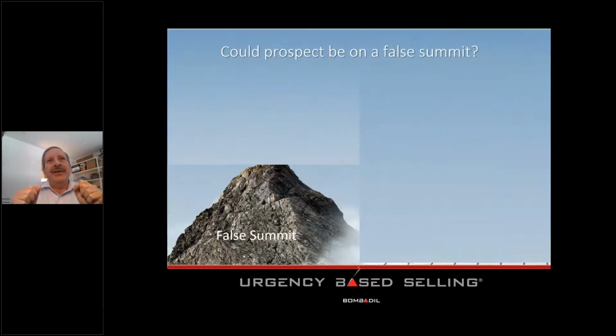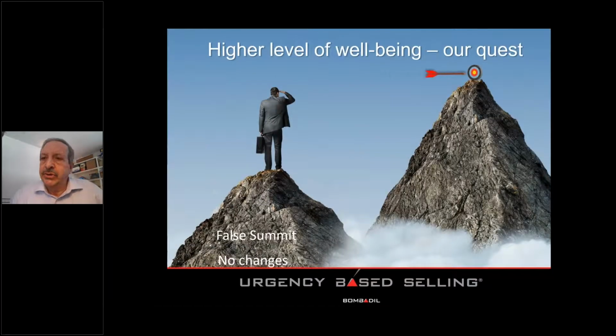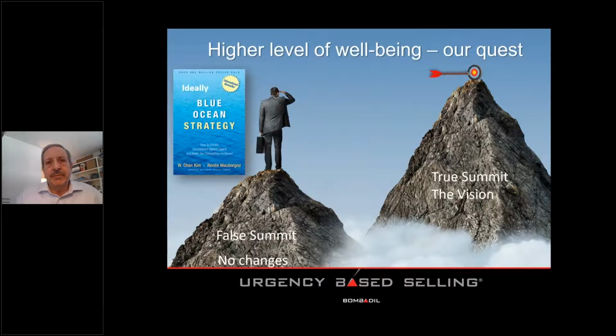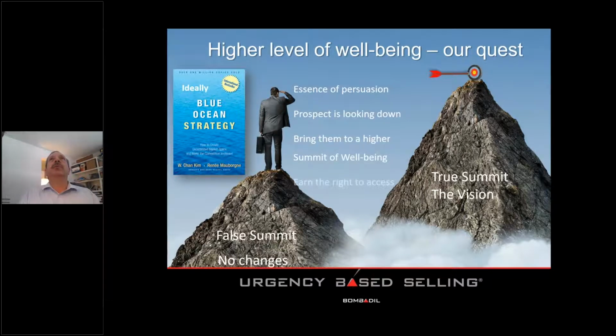Now, what we want to do is bring the prospect to a better place. The only way we could justify doing business is if the prospect is on a false summit looking down, and our job is to get them to look up and notice there's a higher summit of well-being. That's our quest. That's our justification. And ideally, it's a blue ocean, which means it's uncontested space and there's a barrier to entry. So there's strategy we want to build into this. The essence of persuasion, again, is the prospect's looking down and we want to bring them up to a higher level of well-being. And this is a major way to eliminate conflict if we could show this to a prospect.